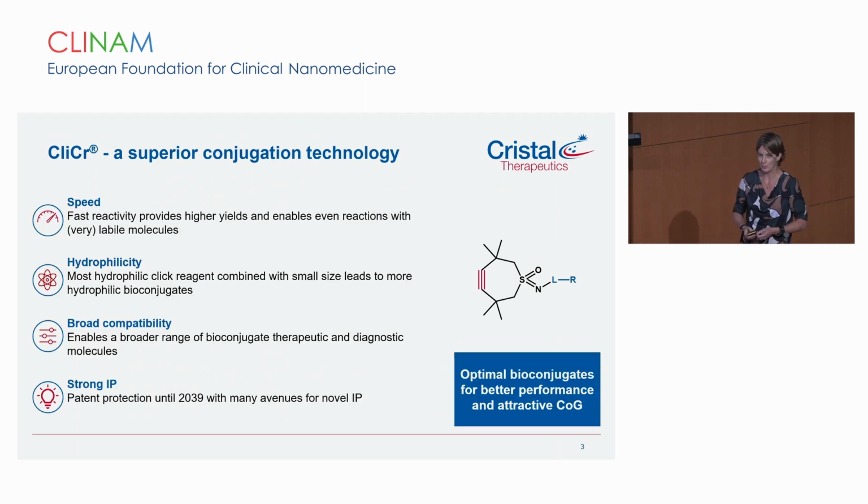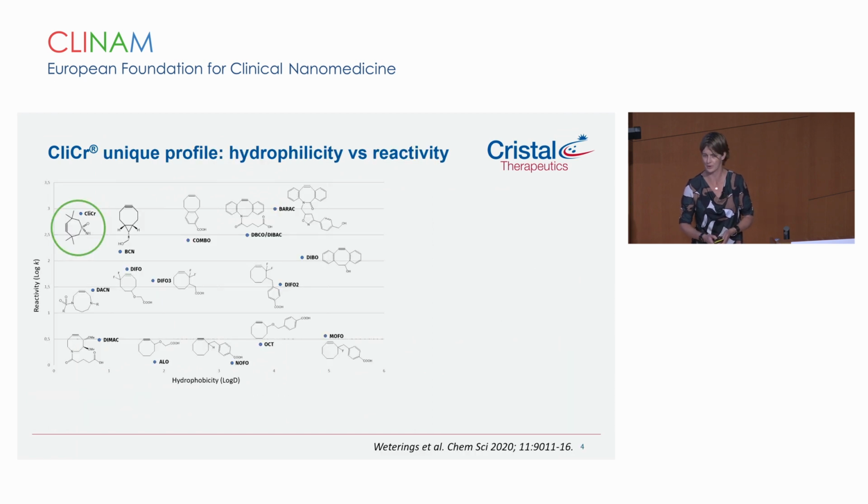So, and this is kind of the pitch, namely that CliCr is way faster, more hydrophilic, has a much higher applicability and is also attractive from a commercial perspective, with good IP protection. So all in all, we think CliCr really has an opportunity to generate optimal bioconjugates at attractive cost of goods. But then clearly, I should show you some examples of this.